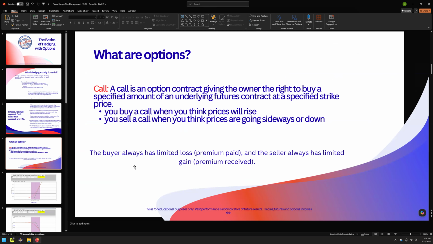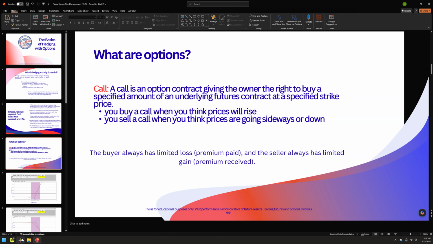Okay, so moving to options. A call is an option that gives the buyer the right, but not the obligation, to be long futures. So if I buy a call, let's say a $5 December corn call, I'm going to make money when the price goes up. But I'm a buyer, and so if price is at 450 and I want to be long at 5, well, I'm not going to exercise that call because the market is cheaper.